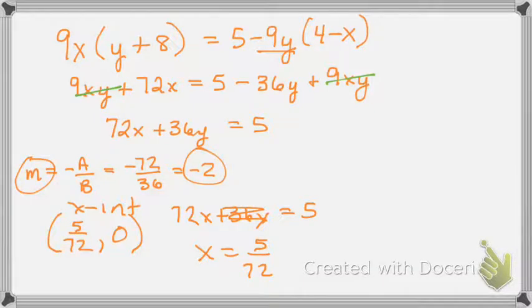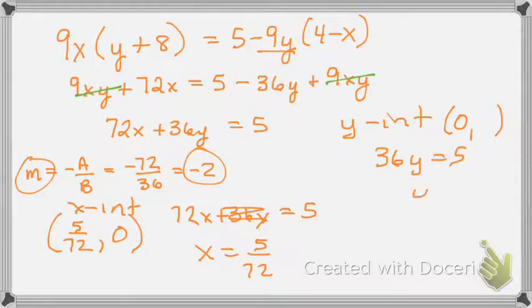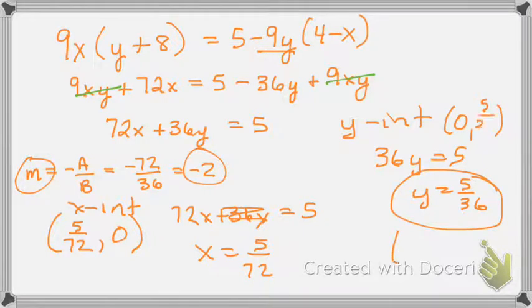Is everybody good with that? Okay, how about my y-intercept? If I want to find a y-intercept, I let x be 0. If I let x be 0, this goes away, and I'm left with 36y equals 5. So y is equal to what? 5 over 36. Okay, so my y-intercept is at 0, 5 over 36. Everybody good with that?